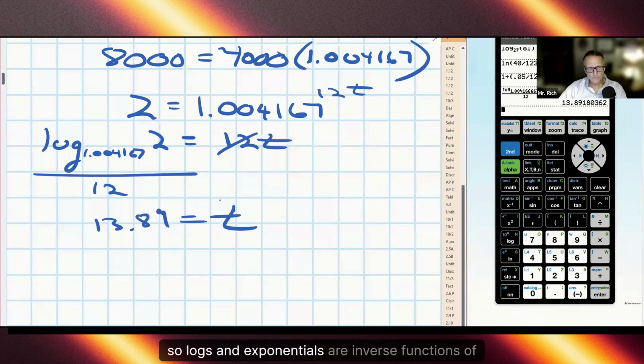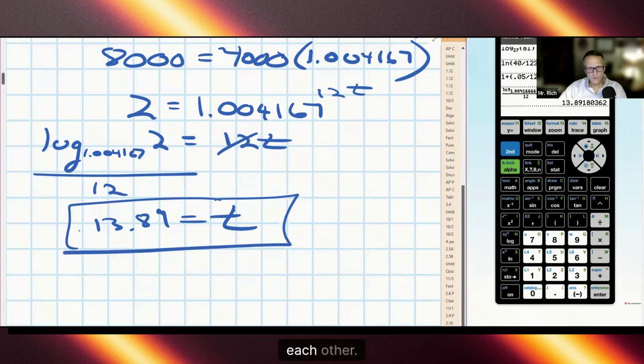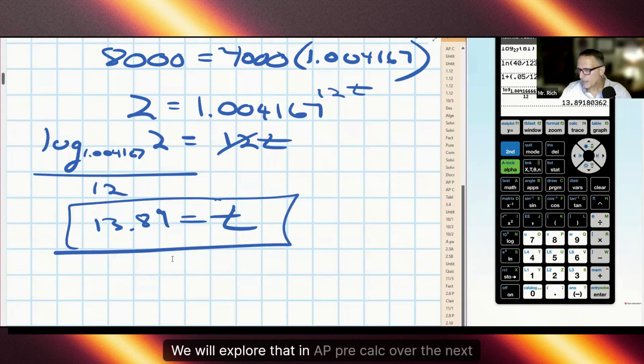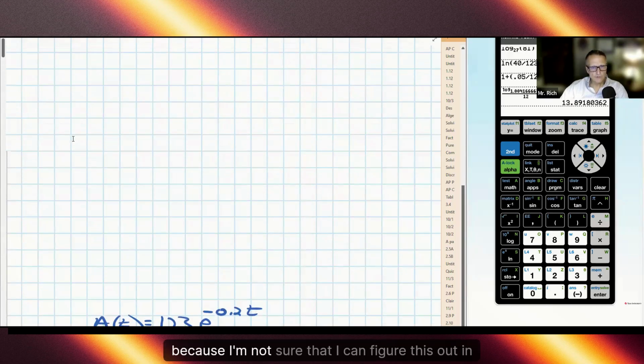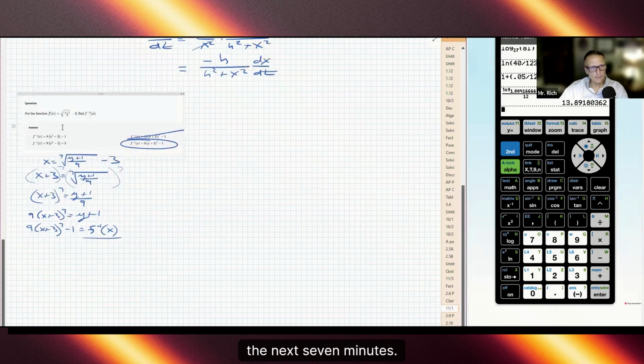Okay, so logs and exponentials are inverse functions of each other. We will explore that in AP Precalc over the next week or so. I don't see any other questions coming in on the email or in the chat, which means only one thing. I have to go back to Taylor's question, unfortunately for me, because I'm not sure that I can figure this out in the next 7 minutes.